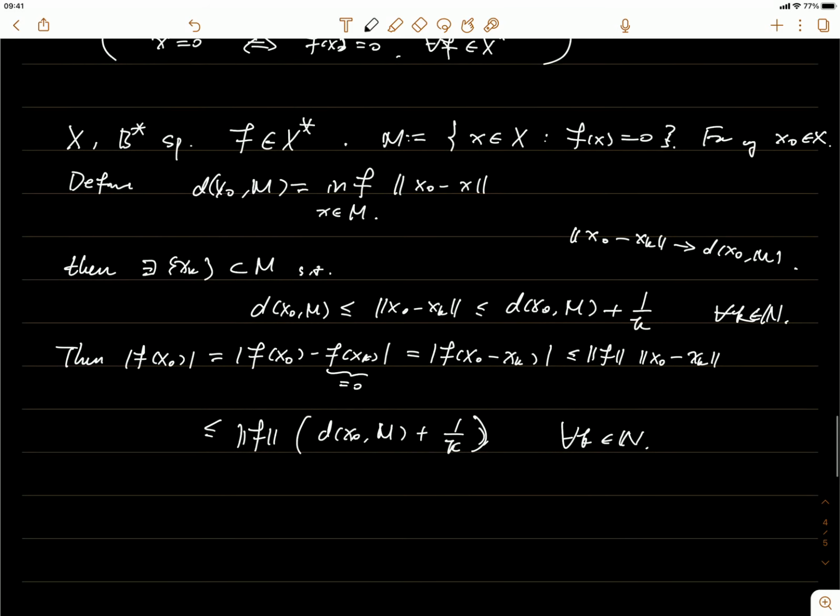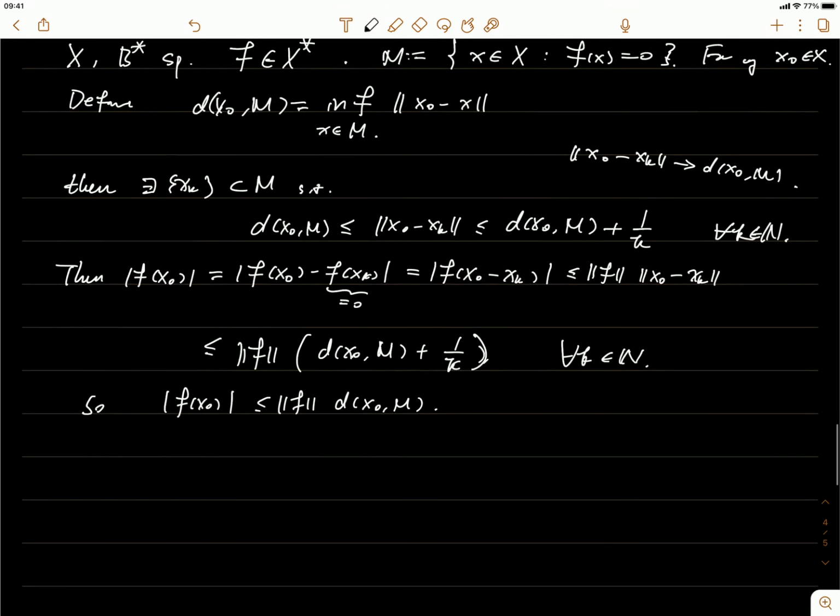But remember that this is true for every k. So when k goes to infinity, I will have that the absolute value of f of x naught is bounded by the norm of f times the distance d(x naught, M). It will be bounded by that.